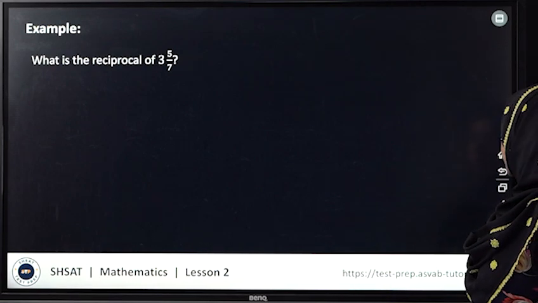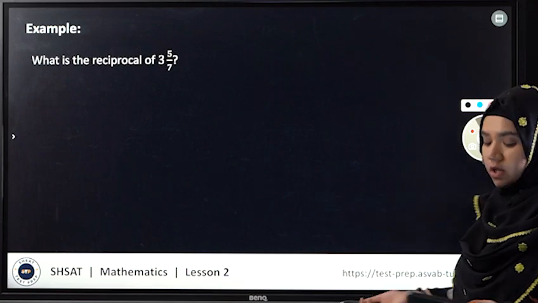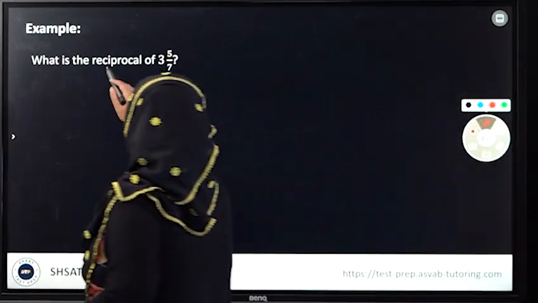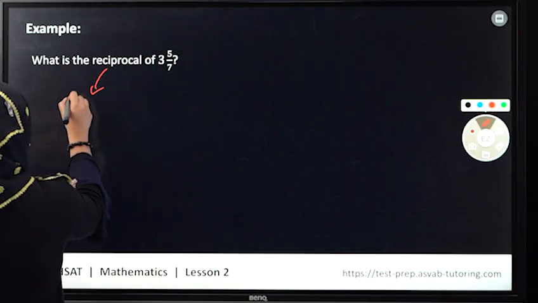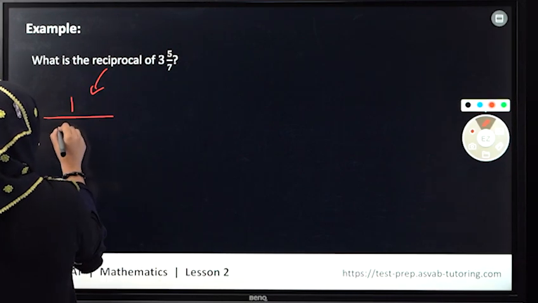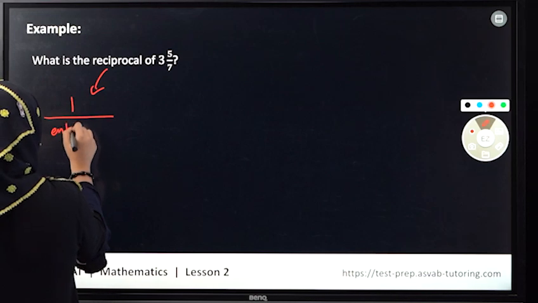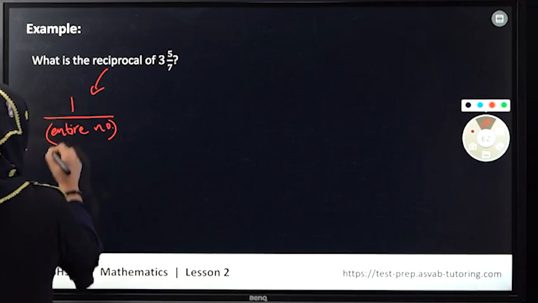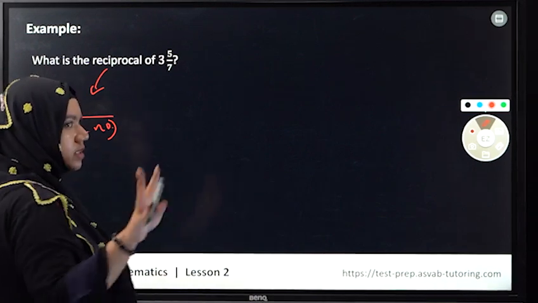What is the reciprocal of this? Okay, so first of all, what does reciprocal mean? Reciprocal means for any particular fraction, we are going to do 1 over the entire number or the entire fraction. It's 1 over the entire thing.